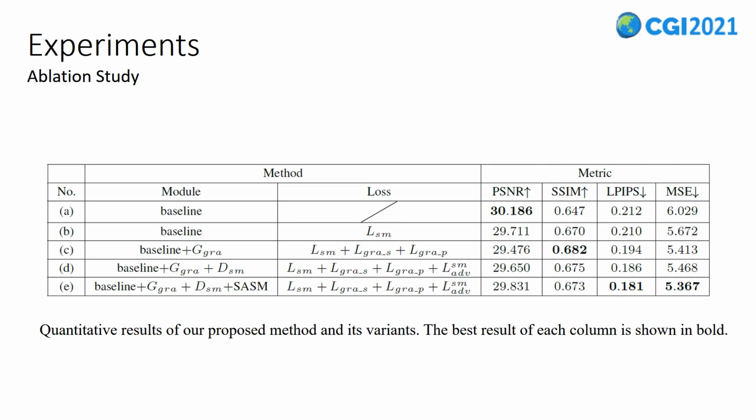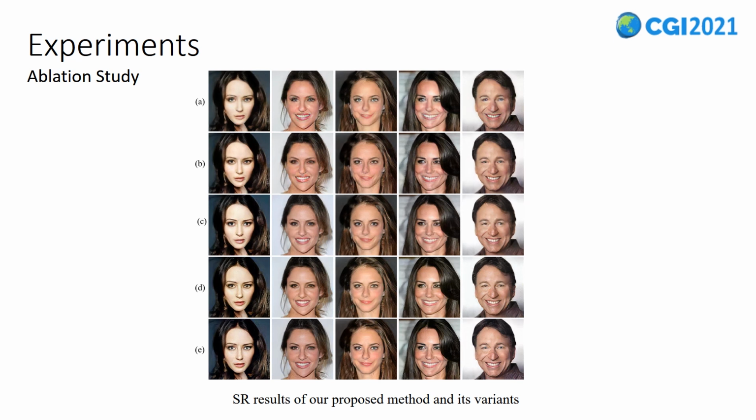In order to validate the effectiveness of our proposed method, we conduct ablation studies. We take a cycle GAN model with adversarial loss, cycle loss, and identity loss as the baseline. The implementation details and quantitative results of the ablation study can be found in this table. The qualitative results of the ablation study are shown in this figure, further indicating the effectiveness of each module of our proposed method.